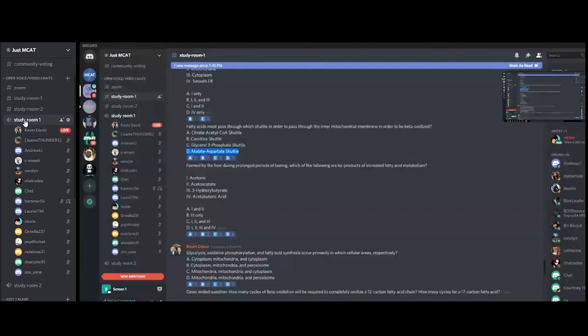Okay, so it's very complex stuff. Not the most exciting question, I know. B is the correct answer, just like we found everybody picked. B is the shuttle that's going to be used to transport fatty acids through the inner mitochondrial membrane. And then A, the citrate acetyl CoA shuttle, what's that involved in?